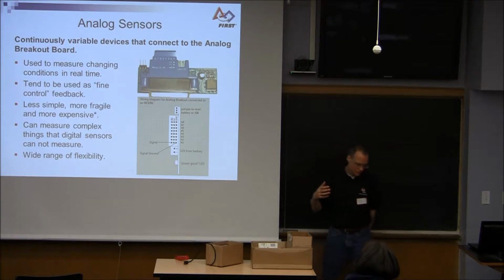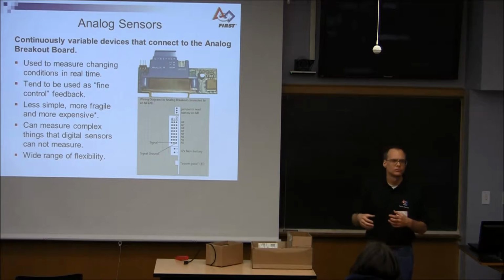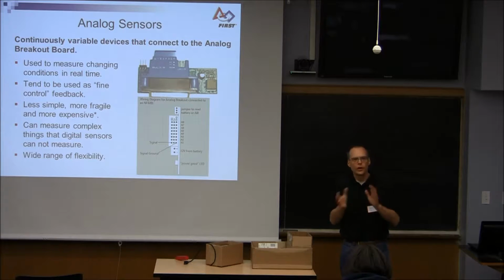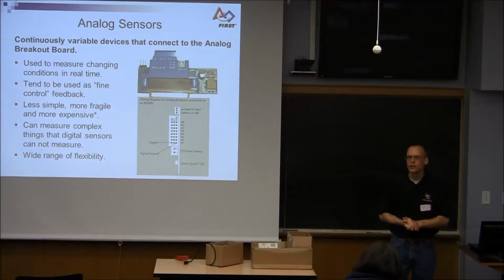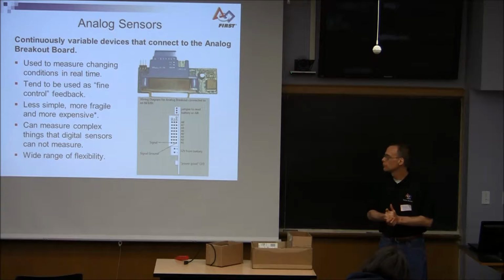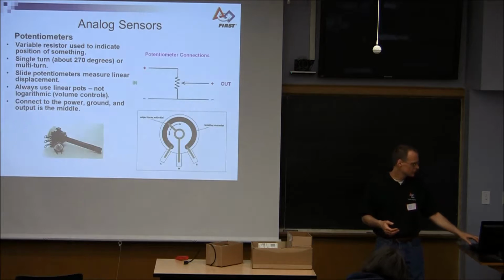Now, analog signals are much finer, and we tend to use them instead of an event. We tend to use them to find out what's going on in real time. So they do tend to be a little more complex. They are a little more fragile, which just means you need to think about where you're placing them on the robot so that they're protected. And they do cost a little more sometimes. However, the entry-level ones are really quite inexpensive. The positive side is there's really no limit to what you can do with analog sensors. It's limited only by your imagination, which I like.